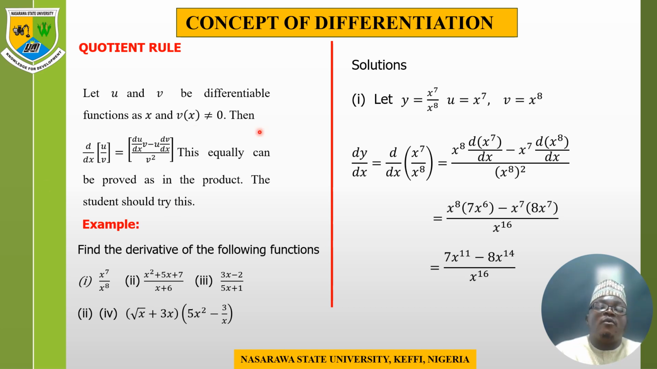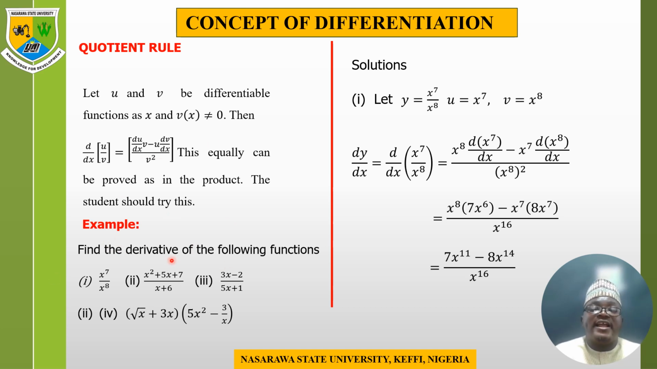Then when you use either the tangent line or first principle, this is what we are going to have. And if you look at it, it is a little bit different from the product rule. The formula here is v du dx minus u dv dx, all over v squared. This is equally proved like the product rule, and the student should try this one as we expanded the other one.